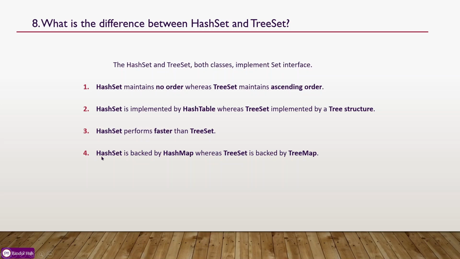So internally the hash set is backed by hash map. That is, internally hash set is maintained by a data structure called the hash map, whereas tree set is backed by tree map. So the internal data structure which is used by the tree set is a tree map.